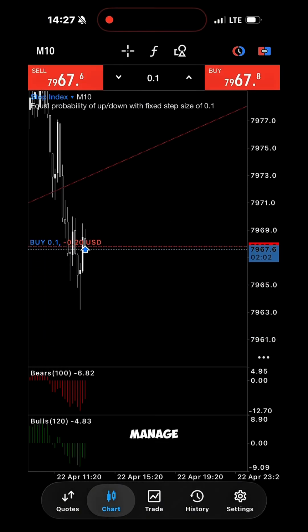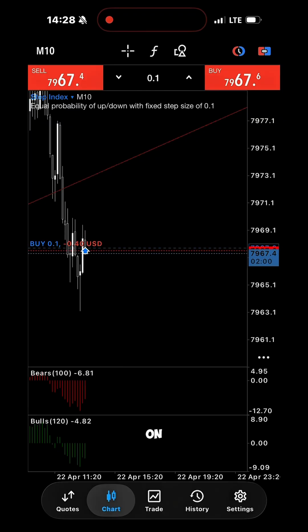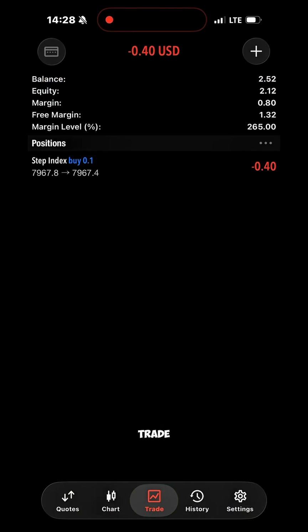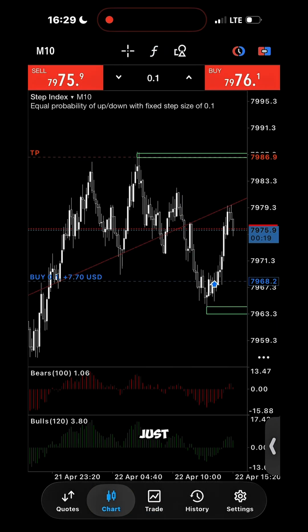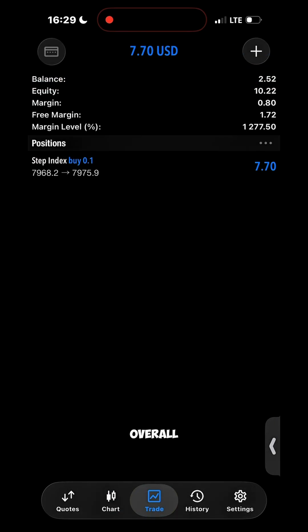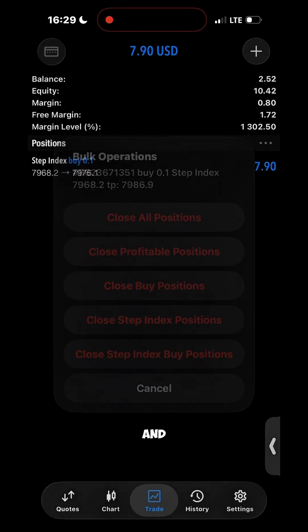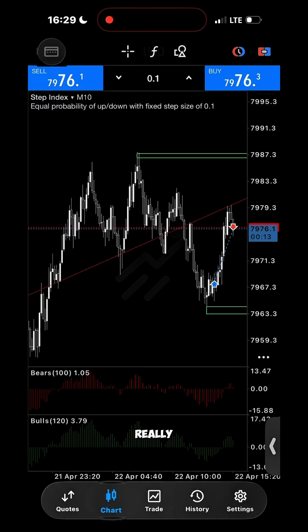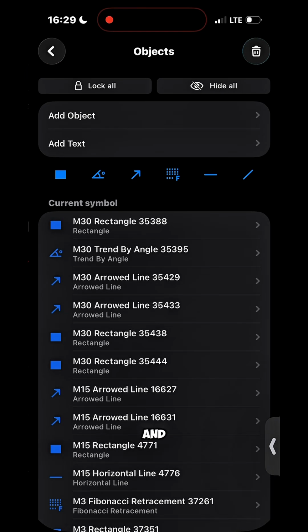From here, I did manage to catch this buy trade on step index. Getting into a trade with pullbacks on the step indices is the most reliable way to make profit. So that's what I did right here. And that raised the balance from $2.52 to $10.32 with just one trade. So overall, it was a great trade. And step index, it's really risky. You just have to be really careful and clever about it.